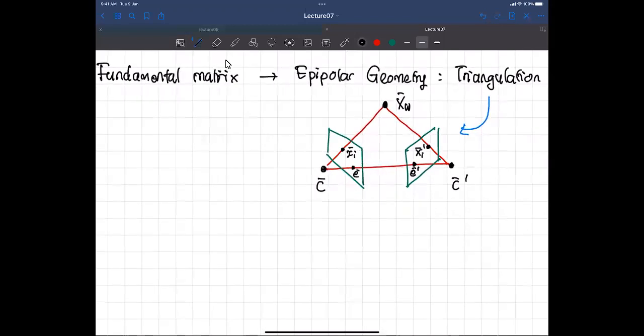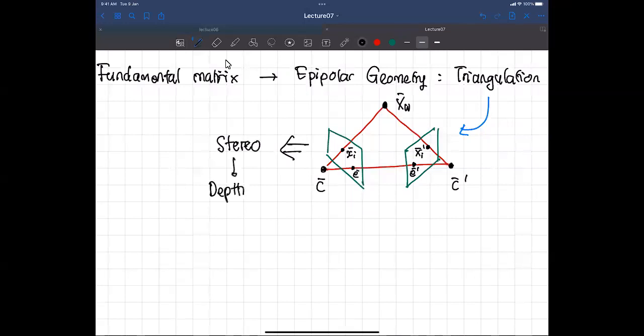Okay, so anyway, this is called epipolar geometry, and it is very important for stereo. Stereo is something we want to use to get depth. So stereo is something to do with depth estimation. And this system, two images looking at the same point, is called stereo as well.